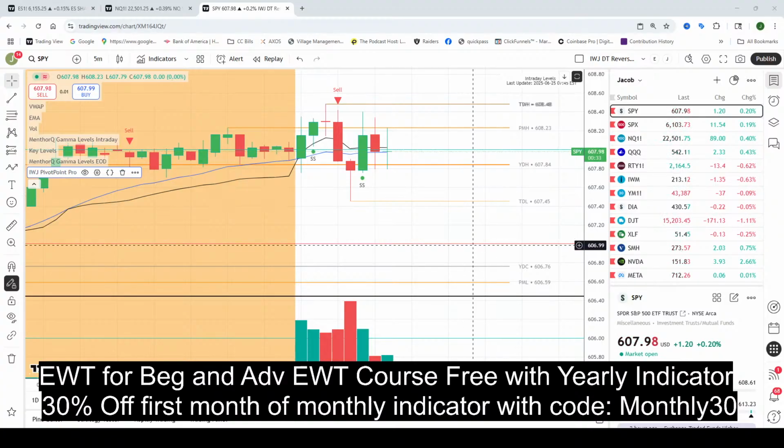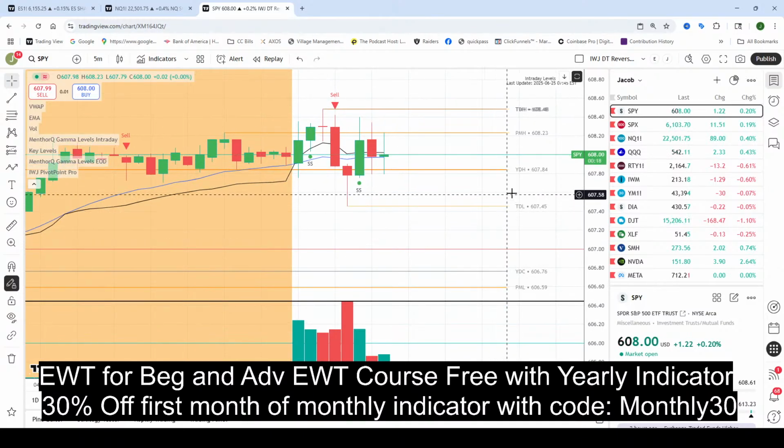Again, I do think the market makers will want to close below 607. Whether they can do that or not, to be determined. So down would not be shocking. But they do have the path of least resistance to the upside.